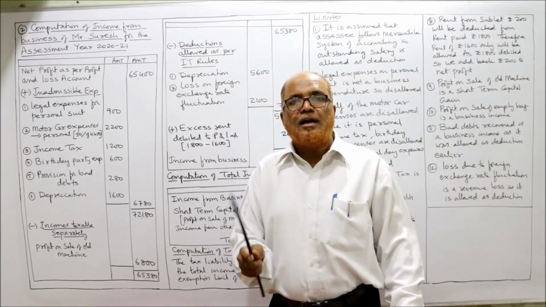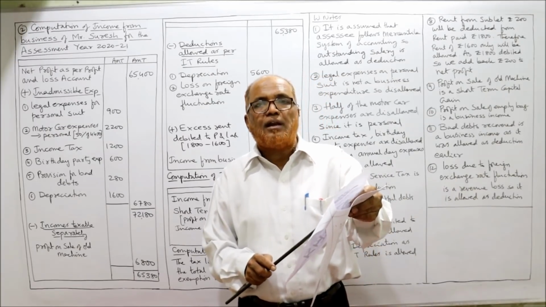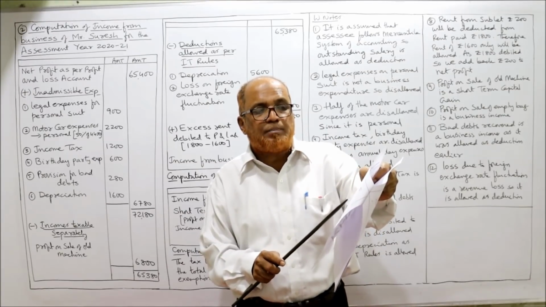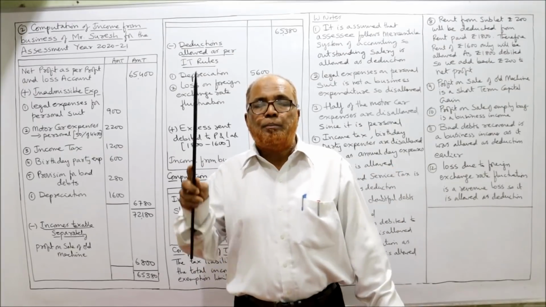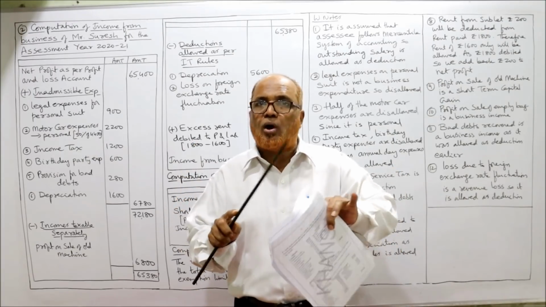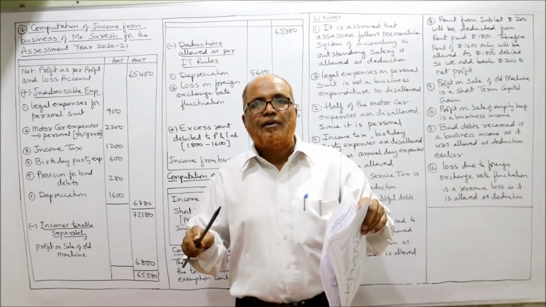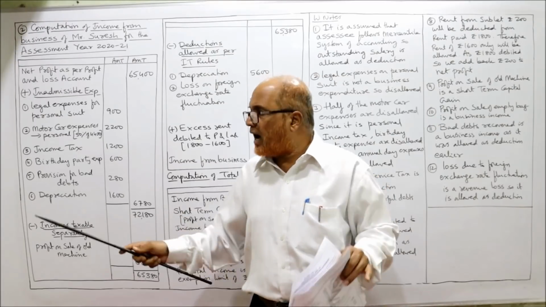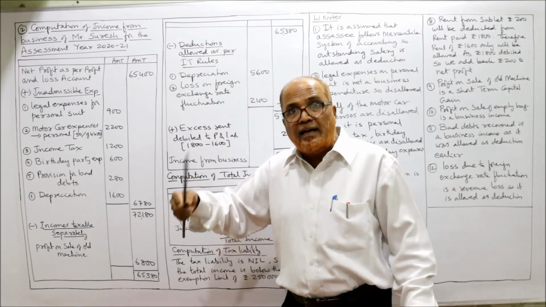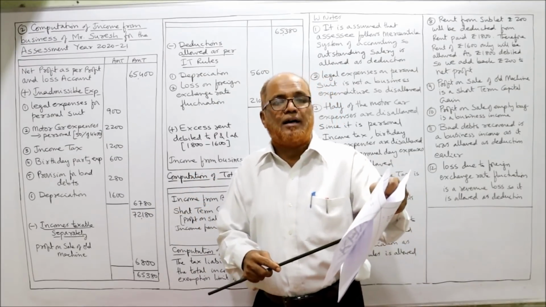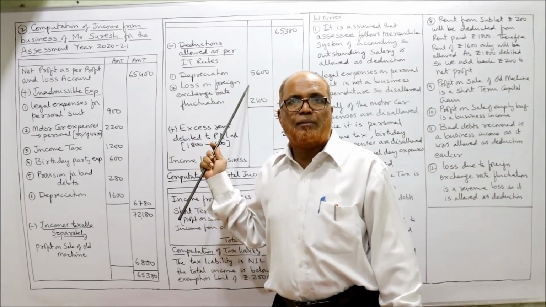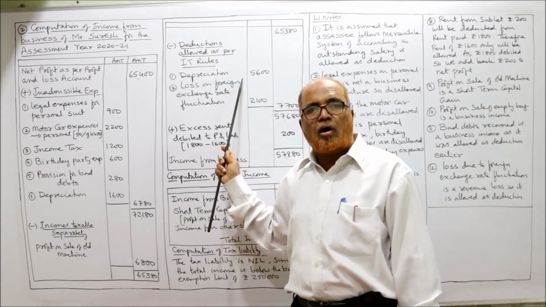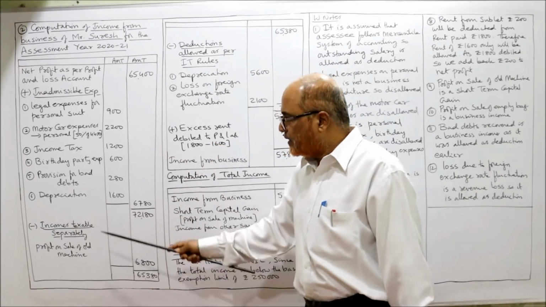Then depreciation. Depreciation debited to the P&L account is 1,600, and depreciation is given in the adjustment. Depreciation allowed as per IT rules is 5,600. The P&L account depreciation debited is not according to the IT Act. We'll add back. So we add back depreciation 1,600. Later on, we will give the depreciation as per IT rules, 5,600. The first depreciation debited to the P&L account will be disallowed, add back. Later on, depreciation as per IT rules will be allowed.